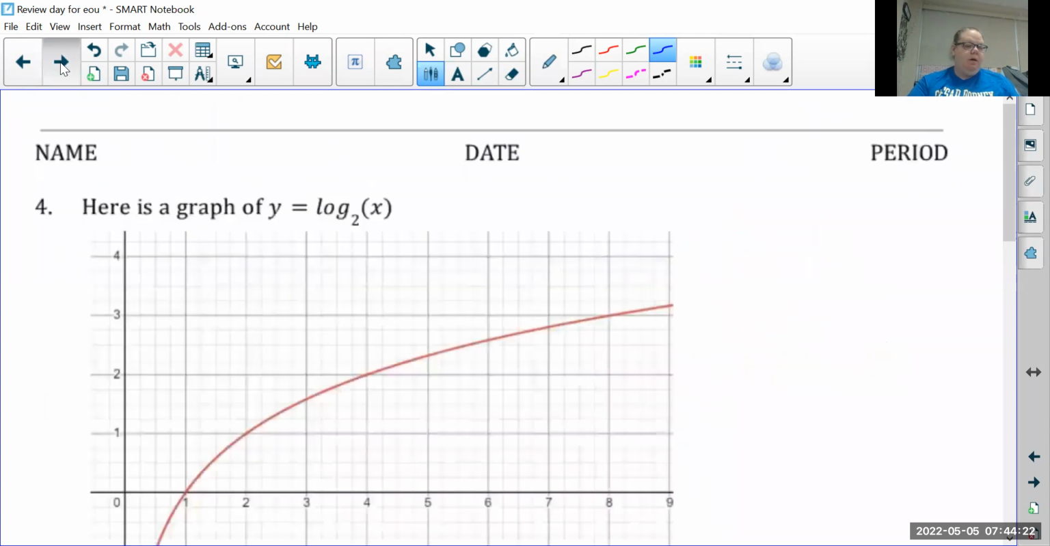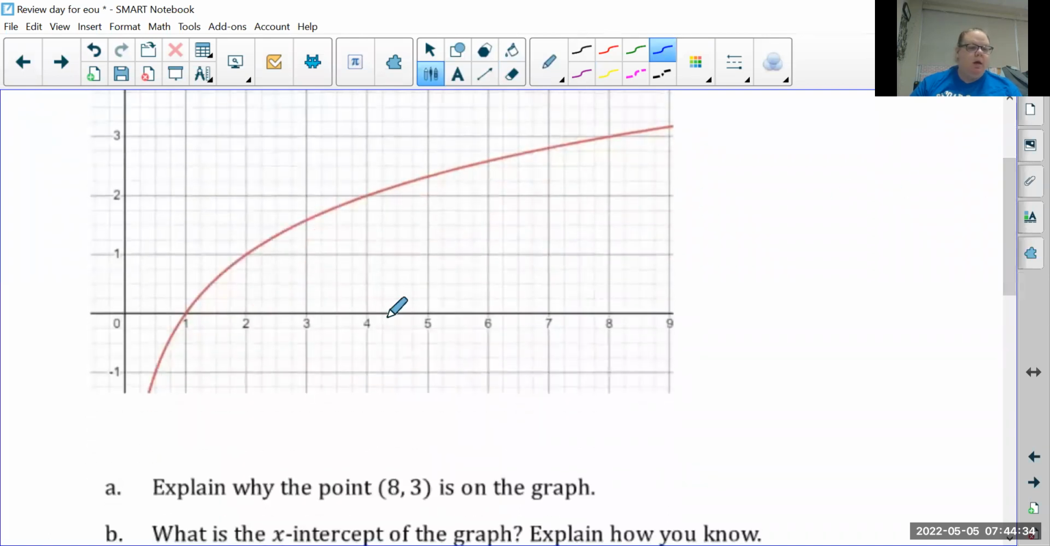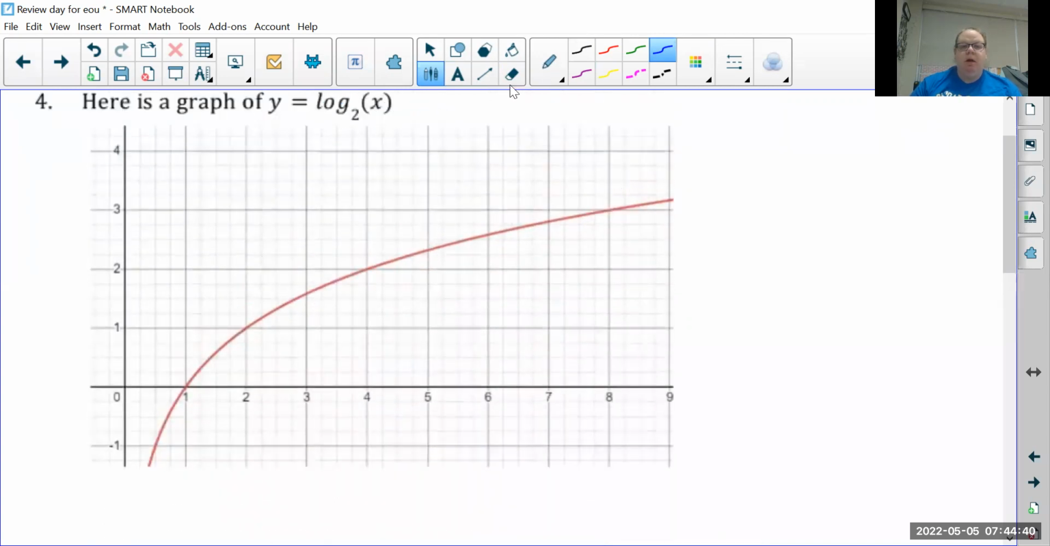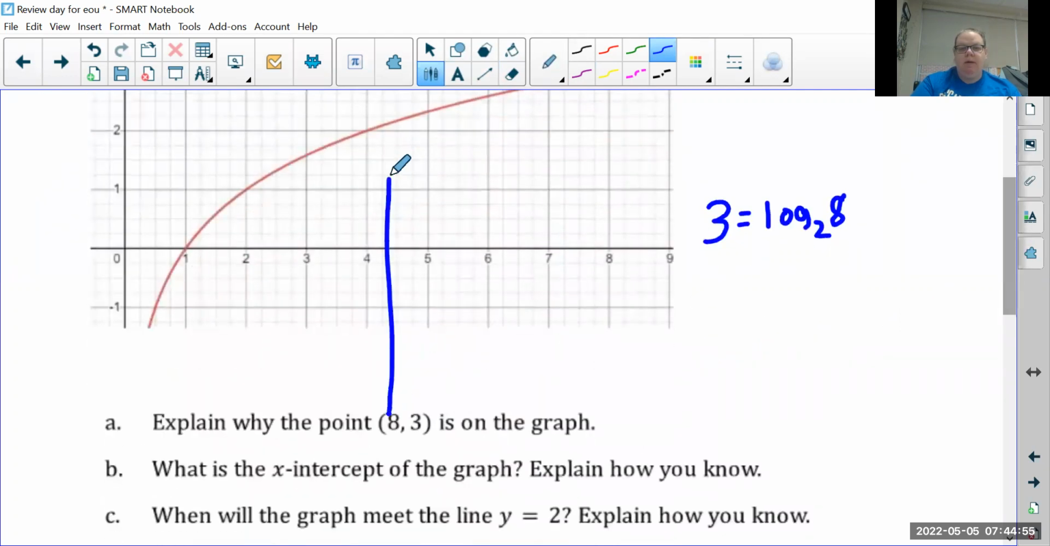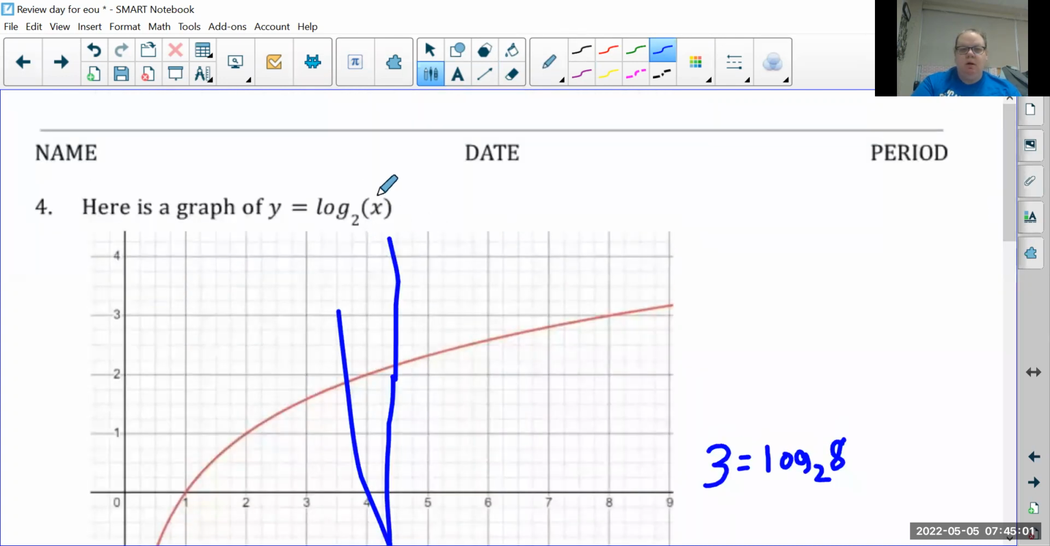All right, let's look at number 4. Here's a graph of log base 2 of X. It says explain why (8,3) is on the graph. Think about the equation we have up here. If we have (8,3), that means it's really 3 equals log base 2 of 8, because I'm plugging in the 8 for the X value and the 3 for the Y value.